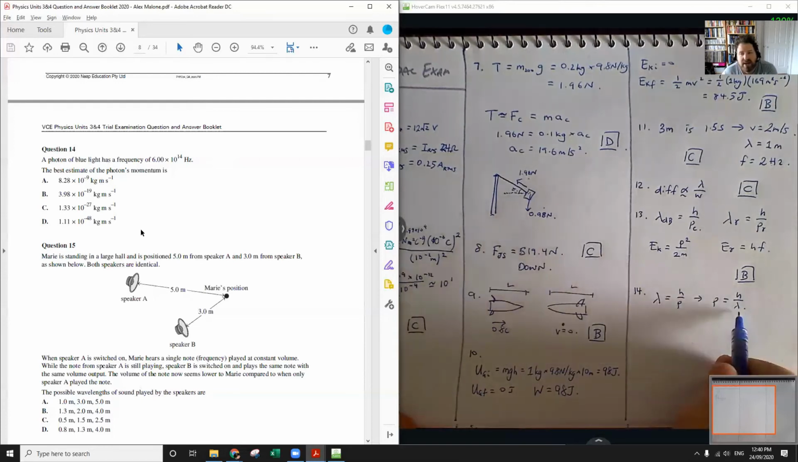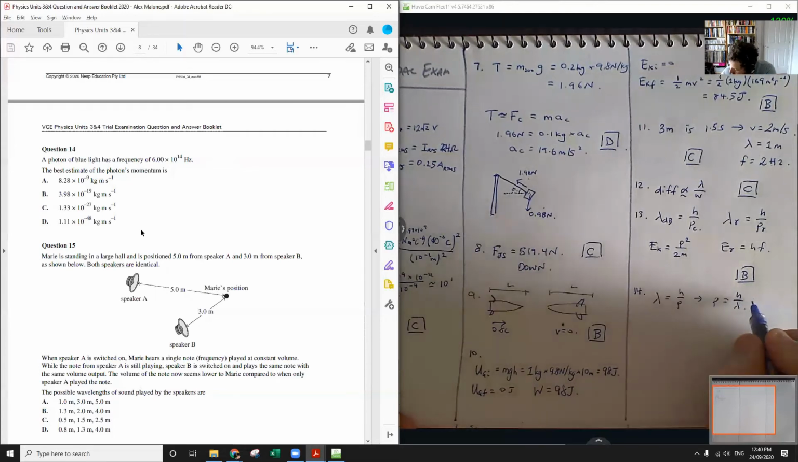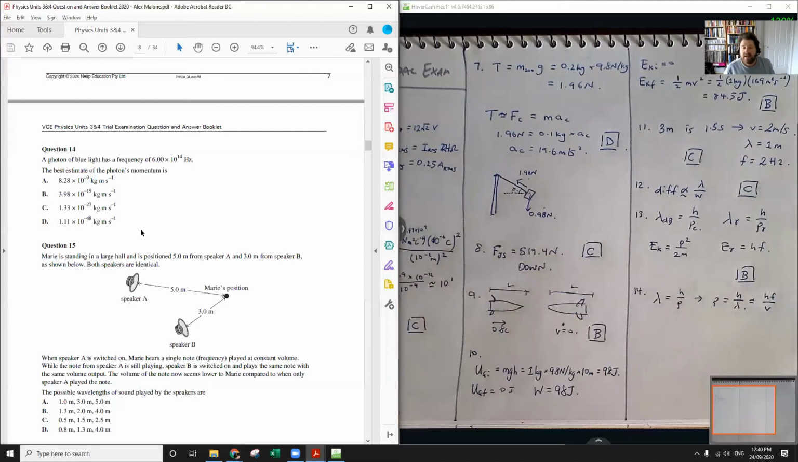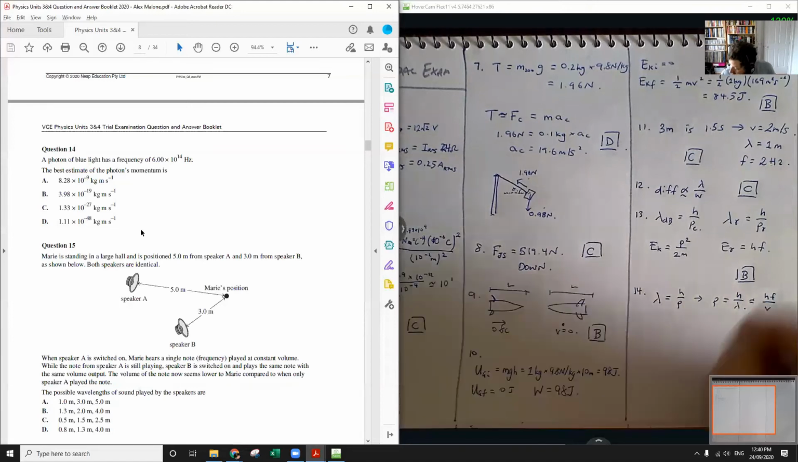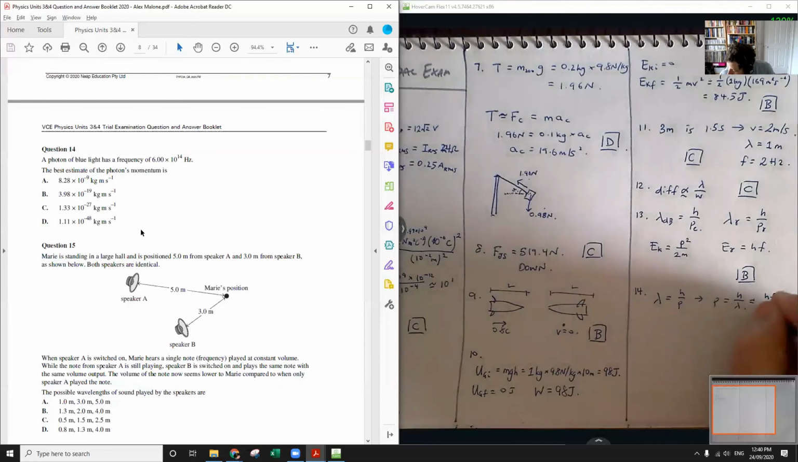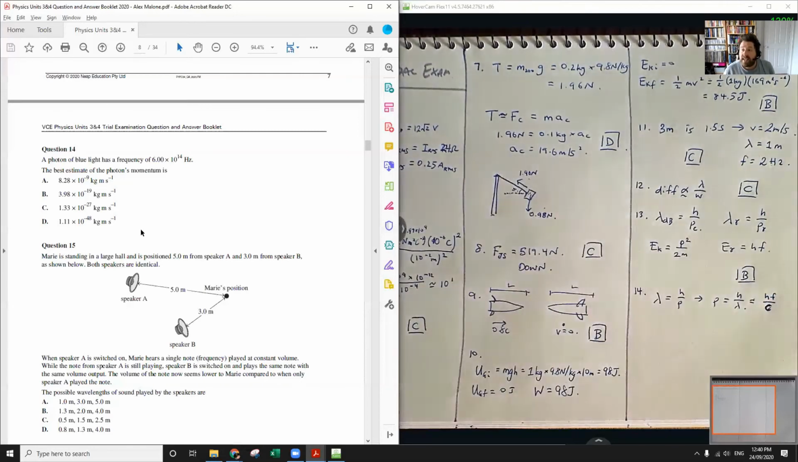But we don't know lambda, we know the frequency. So we've got to plug in for frequency here. So that's going to be hf over v, where v is the wave speed, and that's going to be c in this case. So it's going to be hf over c, which is actually the energy of the photon over c, and that's a formula that you could remember if you wanted to.